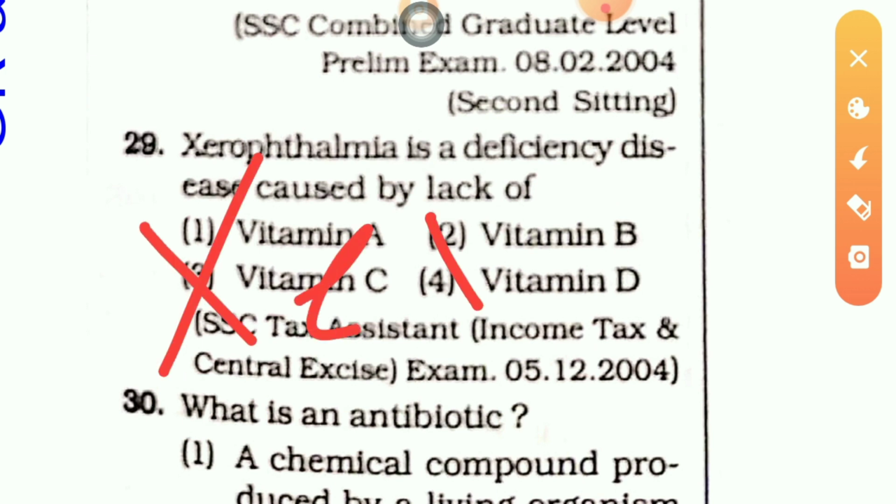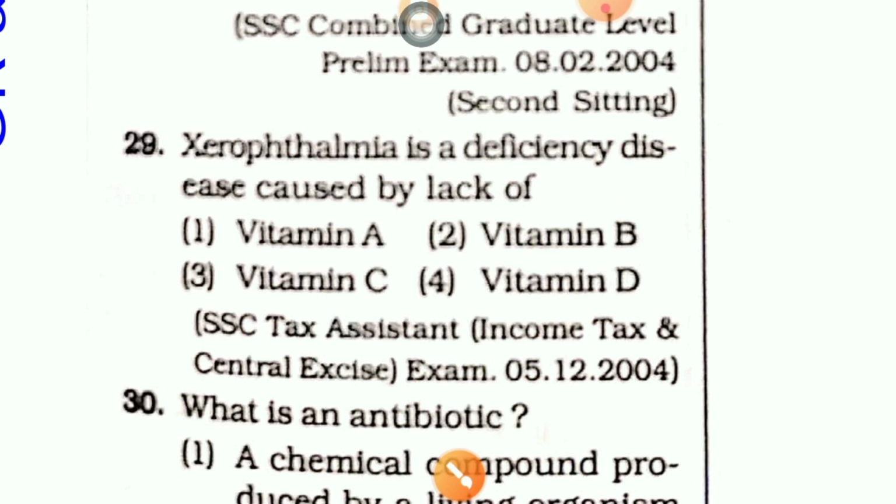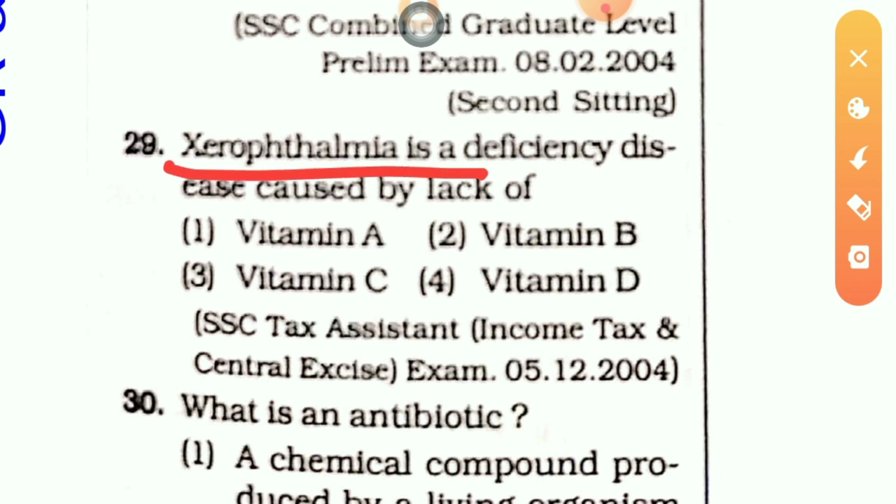Xerophyte, for example, is a type of plant that grows in desert areas where water is scarce. So these types of plants grow in water scarcity. Here our question is xerophthalmia. From this discussion, I hope you have understood that it is a disease in which dryness comes. The eye fails to produce tears, and it leads to dryness of the conjunctiva and cornea. So severe deficiency of vitamin A causes this disease.